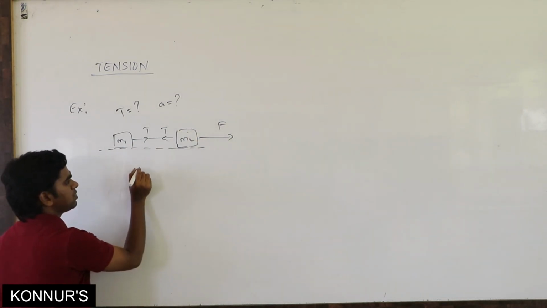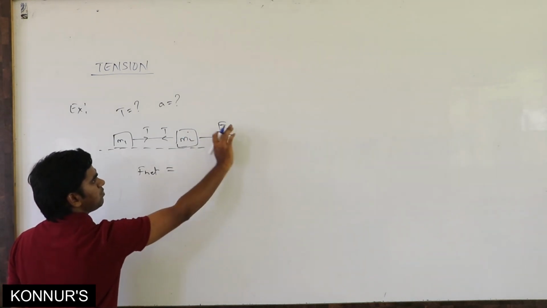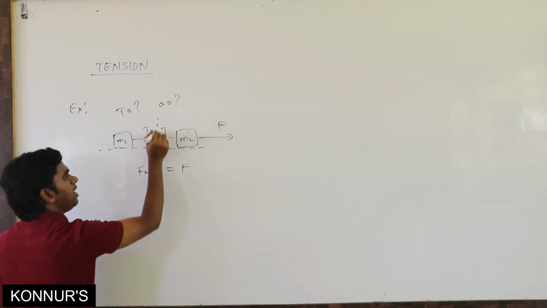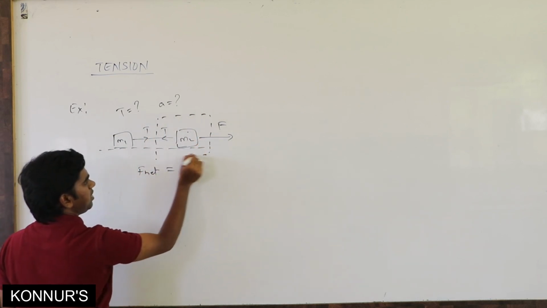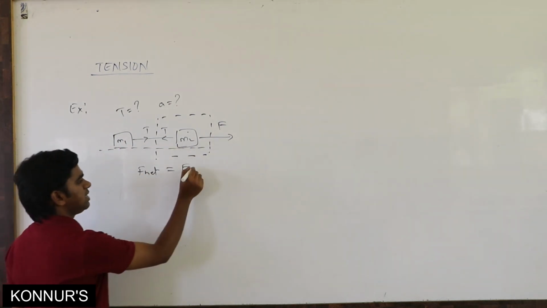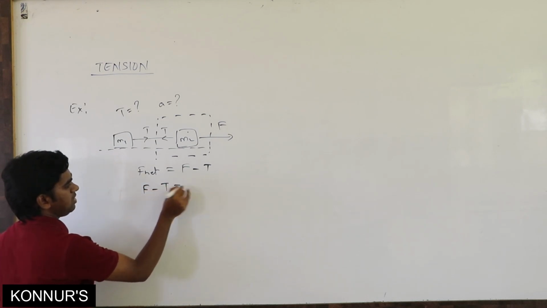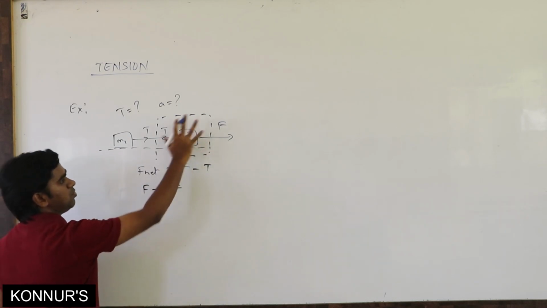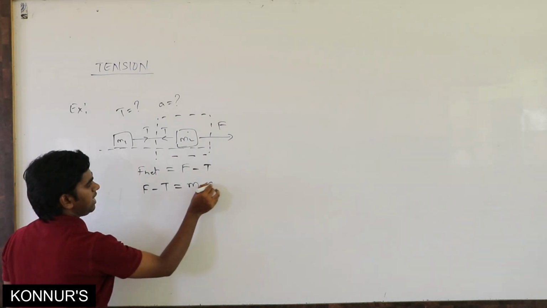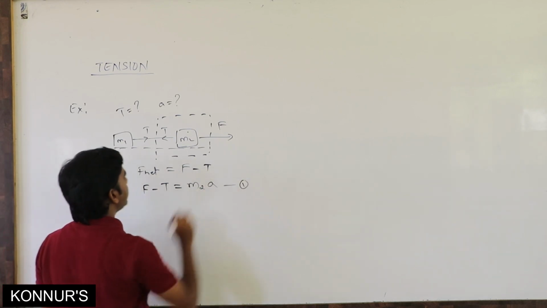So write F net on this one. What is F net on this one? F net equals the forward force minus the backward force. What is the backward force? I am taking this as a system, not the whole as a system. If you consider this as a system, the backward force is the tension T. So what is the net force? F minus T equals, since it is moving, mass into acceleration. We have to follow the steps. So you got one equation.